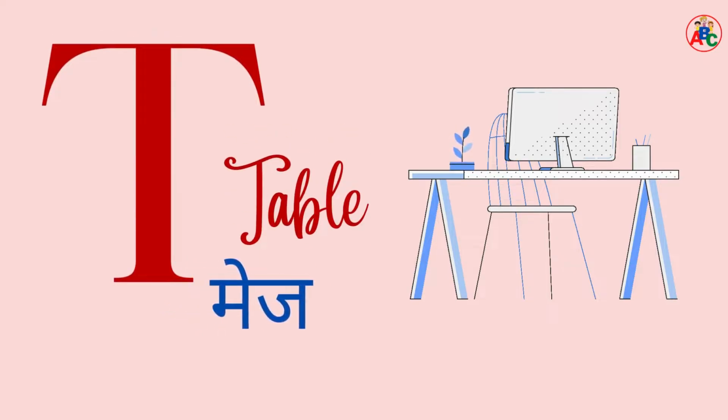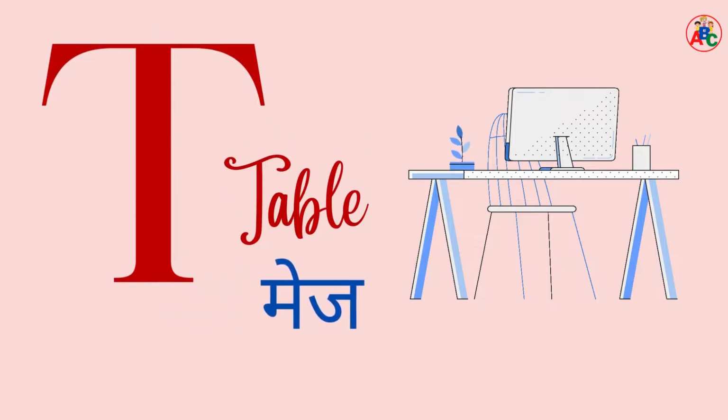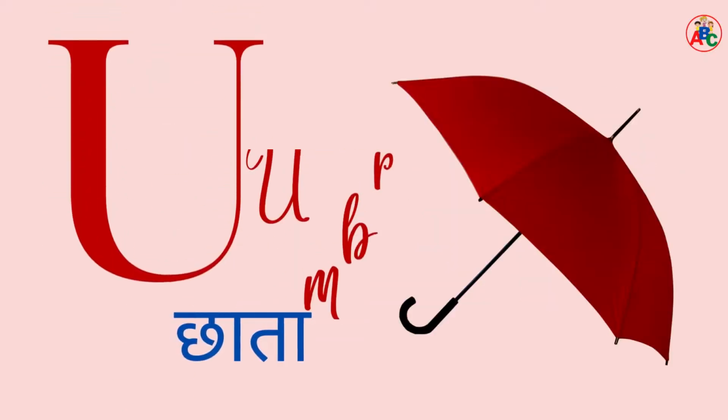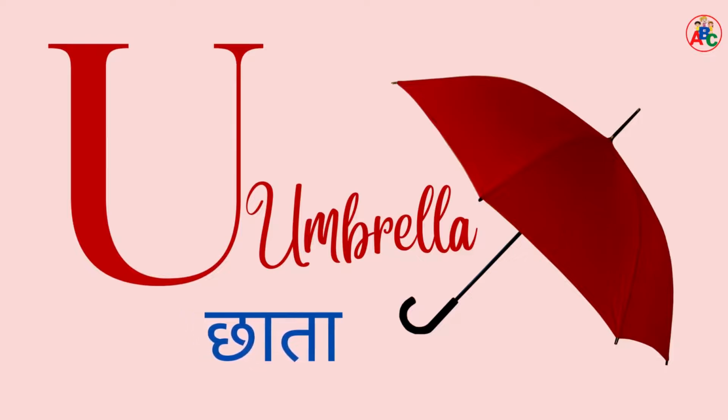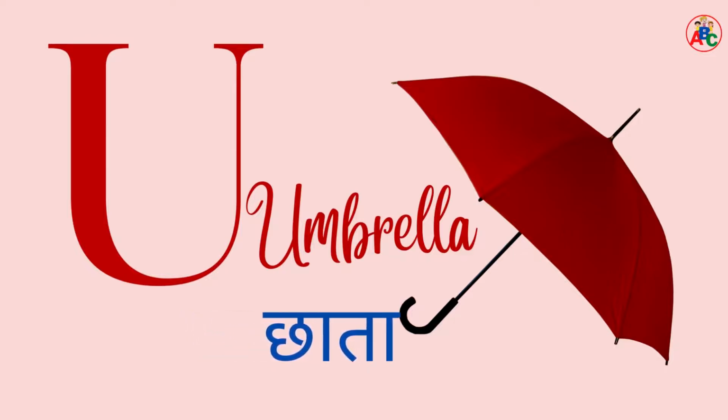T for table. Table means mage. U for umbrella. Umbrella means chhata.